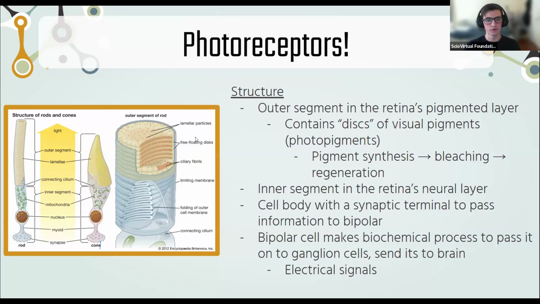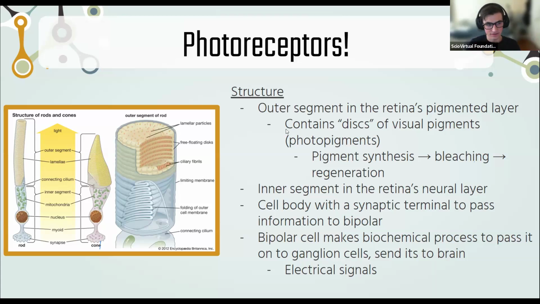So photoreceptors, there are two types of them. We talked about this a little bit earlier. Some of them are rod cells and some of them are cone cells. We'll see what they do and why they're different later on. But basically, both types of cells, photoreceptors, have an outer segment which stays in the retina's pigmented layer. So that's the outer layer where it's going to be able to receive stimulation from the light rays.